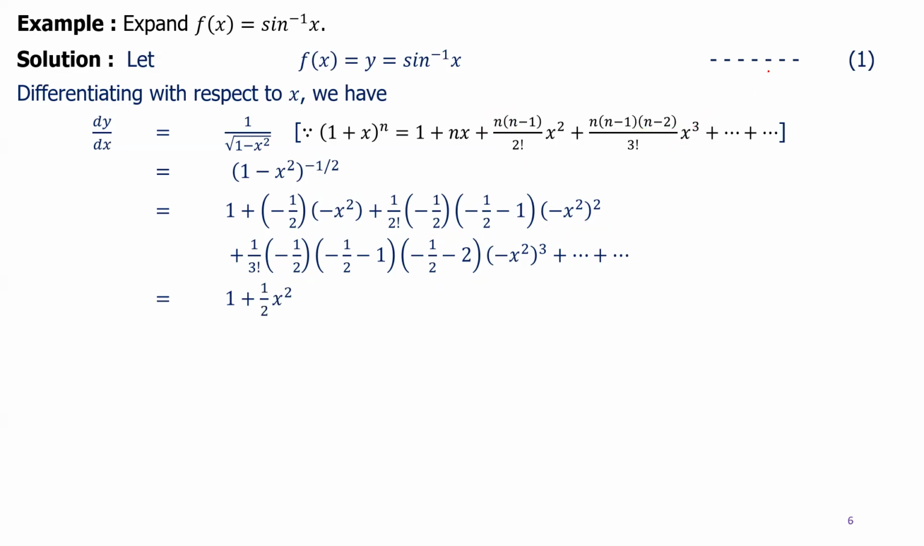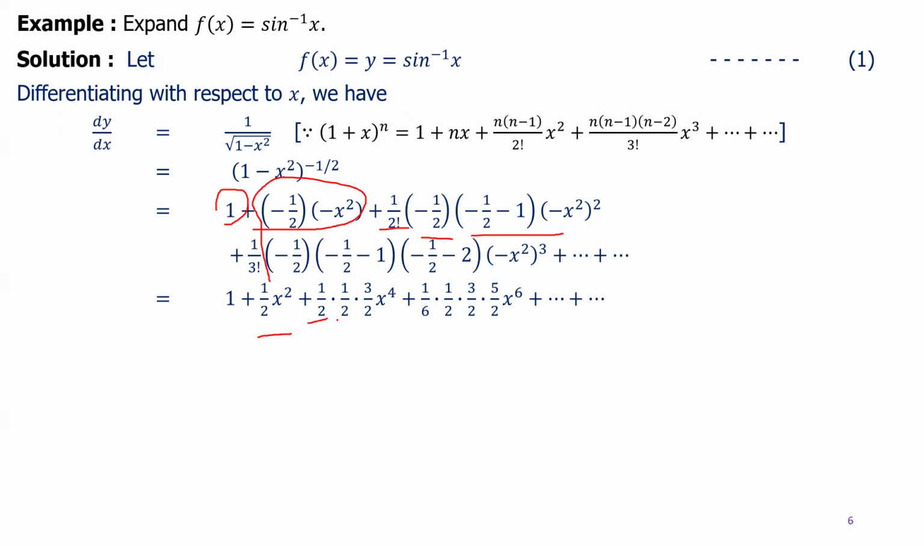If we simplify this expression, we are able to get the first term as 1. This is very clear. In the second term, minus 1 by 2 into minus x square is nothing but 1 by 2 x square. Then 1 upon 2 factorial is 1 by 2, minus 1 by 2, minus 3 by 2. Just look here, 1 by 2, 1 by 2, 3 by 2. So this minus and this minus will become plus. So ultimately we are getting 1 by 2 factorial, means 1 by 2 into 1 by 2 into 3 by 2 into 3 by 2.